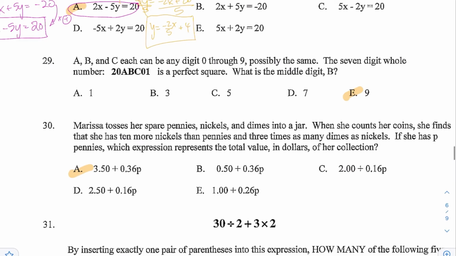Next, for number 29, A, B, and C each can be any digit 0 to 9, possibly the same. The 7-digit whole number, 20ABC01, is a perfect square. What is the middle digit B?